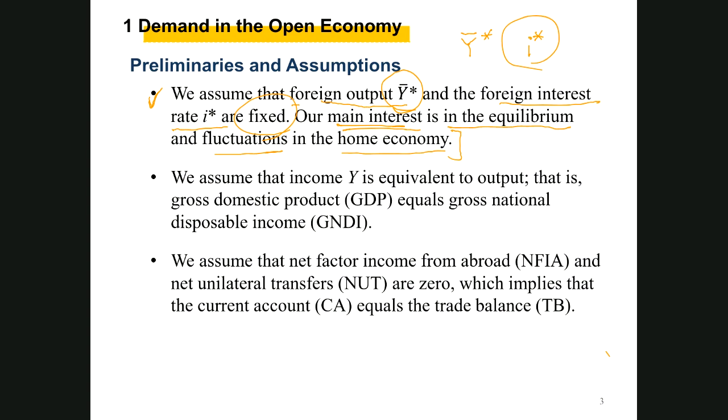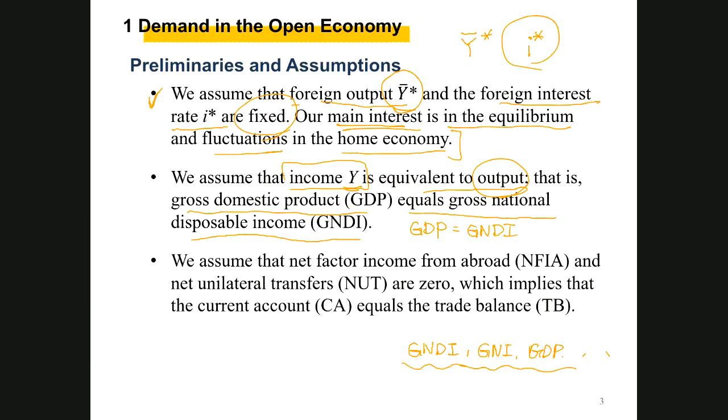Okay, and by applying the knowledge we just learned in chapter 16, the income Y is equivalent to output. So now GDP equals national disposable income. This is a very, very simple way to make the assumption. So now GNDI, GNI and GDP are the same. The total production of the country, we just assign as Y.